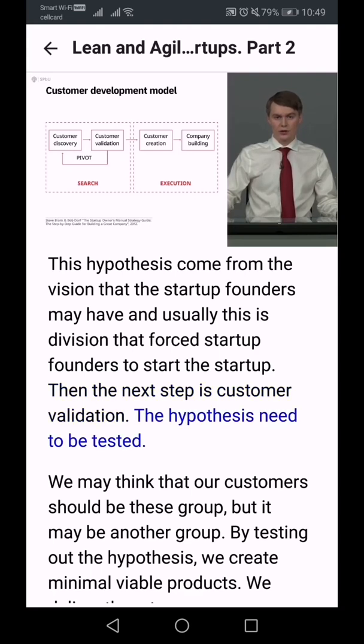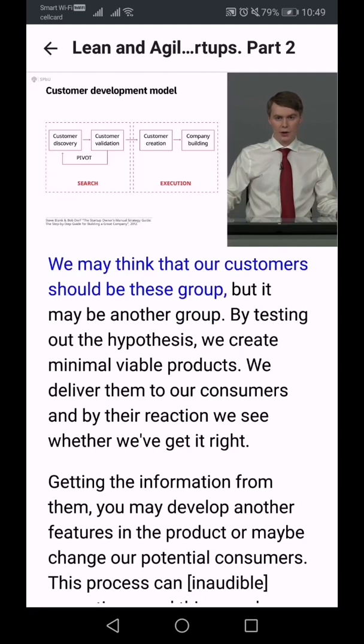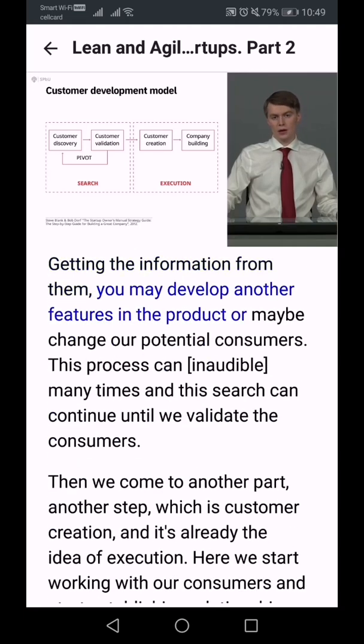The hypotheses need to be tested. We may think that our customers should be this group, but it may be another group. And by testing out the hypotheses, we create minimal viable products. We deliver them to our consumers, and by their reaction, we see whether we've guessed it right, and getting the information from them, we may develop other features in the product, or maybe change our potential consumers. Yes, this process can pivot many times, and this search can continue until we validate the consumers.